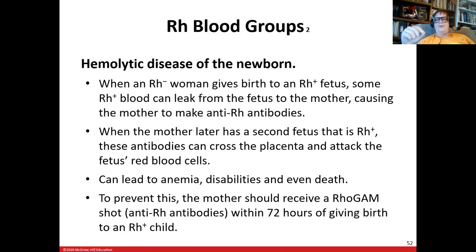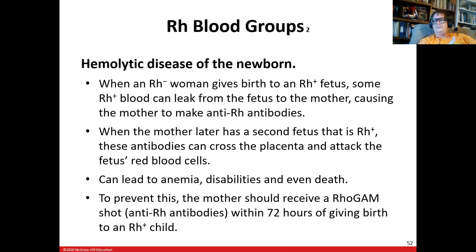But now her body is making antibodies against blood that has Rh positive. If her second child is Rh positive, then the problems start. Because remember, this blood, mommy blood stays here. We have the blood barrier. Daddy blood stays here. Baby blood stays here. There's no mixing of the blood.